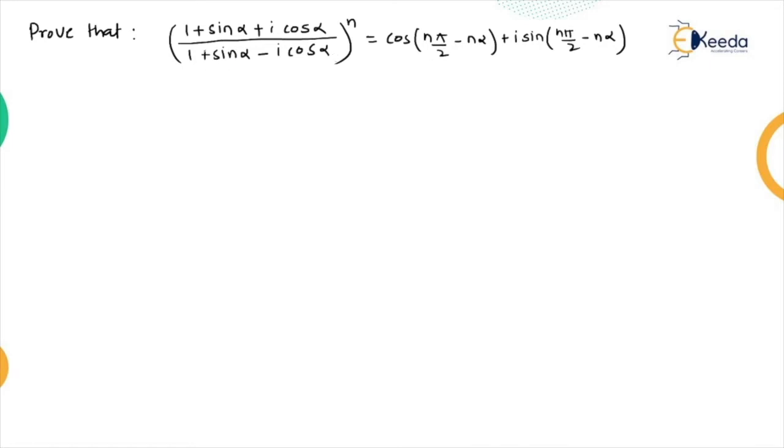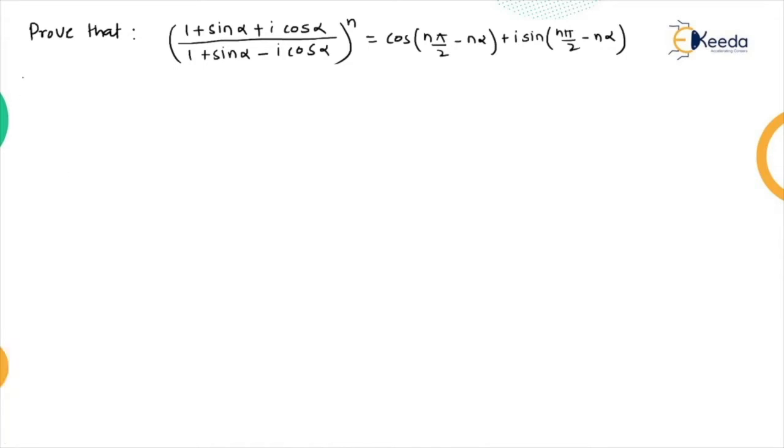So let's see, in this problem we are given a complex number in the form of Euler's formula, meaning sin theta plus i cos theta in the numerator, and in the denominator also sin theta minus i cos theta, and we have to convert it into the RHS, which is cos(nπ/2 − nα) plus i sin(nπ/2 − nα). The angle is the same here, so nothing changes, but you have to first take the LHS and show that it equals the RHS. Now let me start with the LHS.